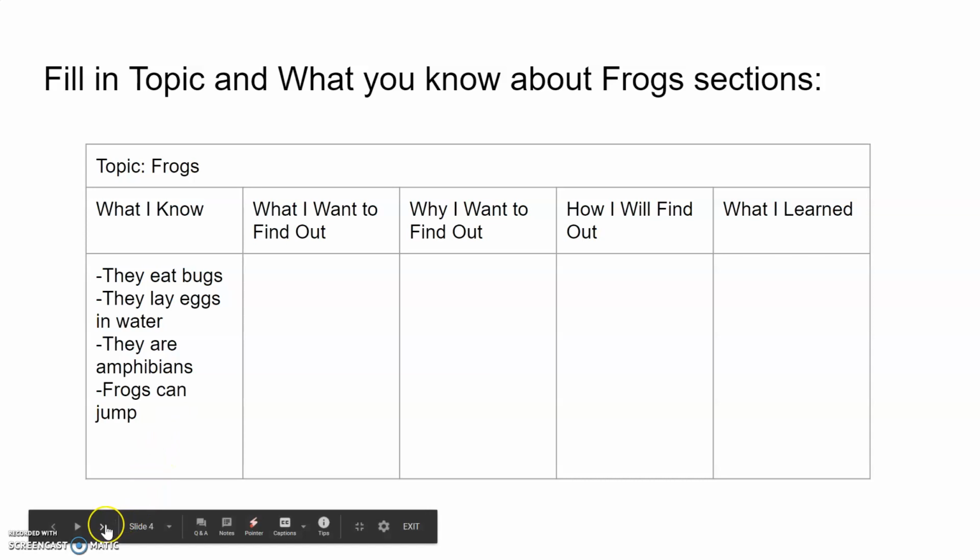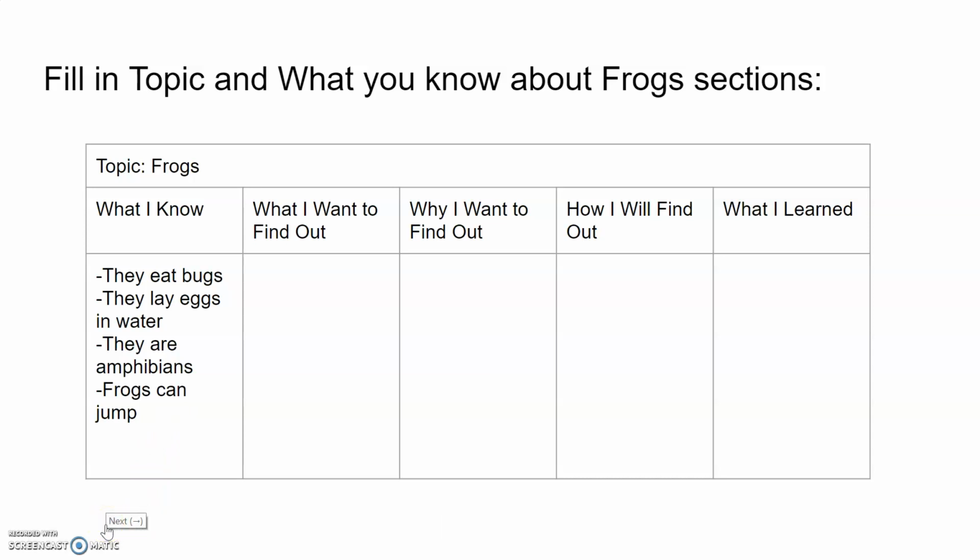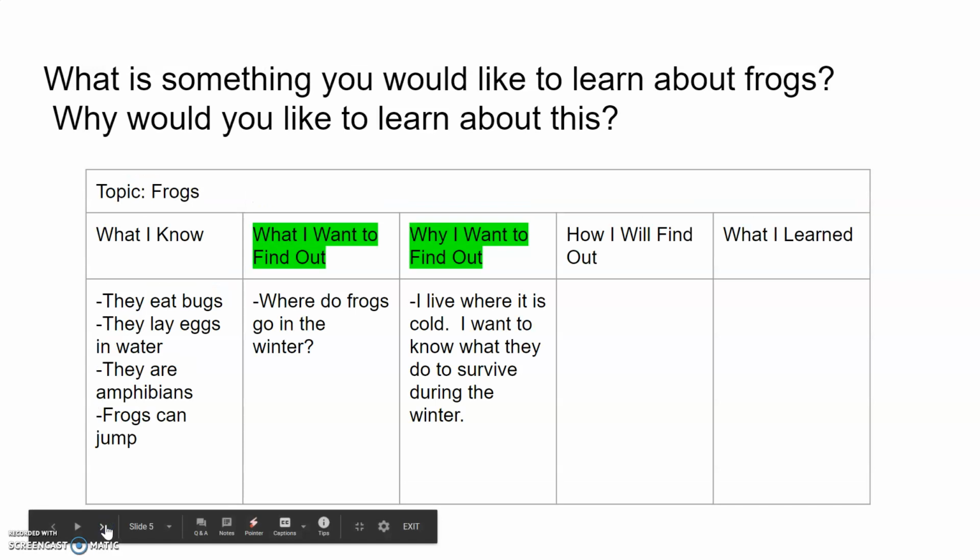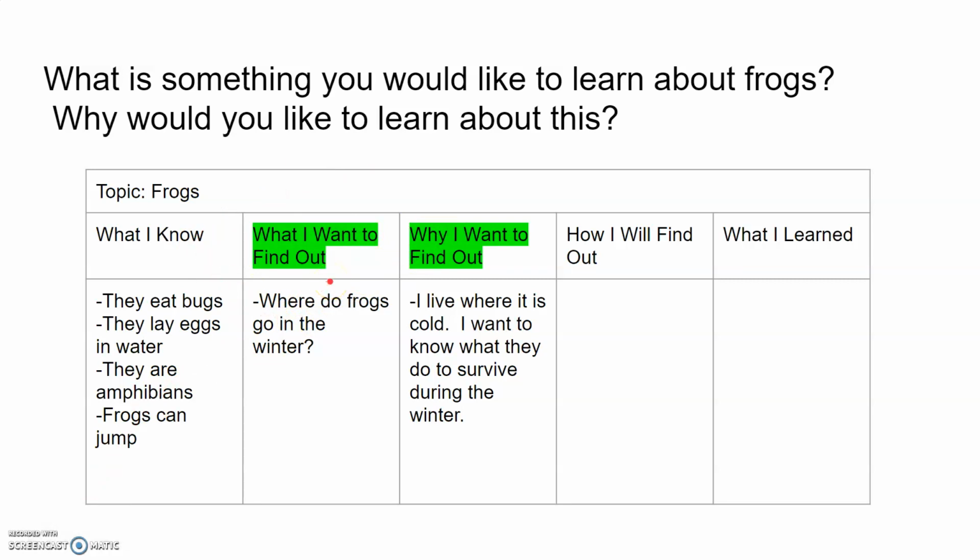I know that they lay eggs in the water and they are amphibians, and that frogs can jump. After this section of the planner is filled in, we would look through those and think about all the things that I already know. So what is something that I would like to learn, something that I don't already know about frogs? And we're going to write that in our second column here, what I want to find out. And something that I don't know is, where do frogs go in the winter? That's something that I didn't know before.